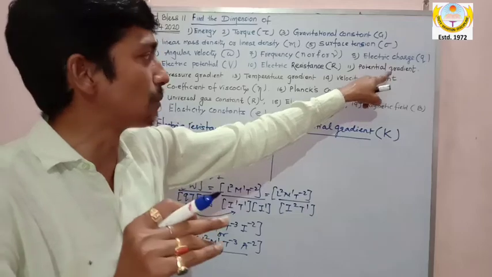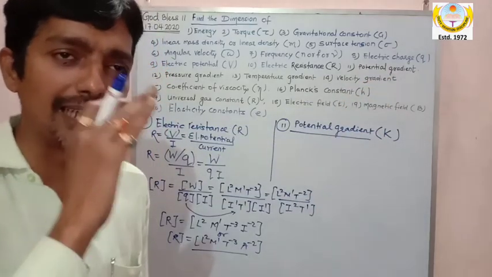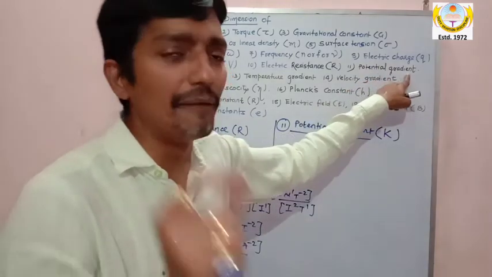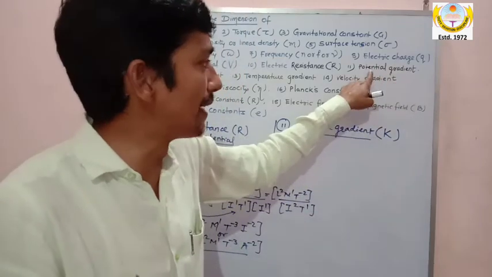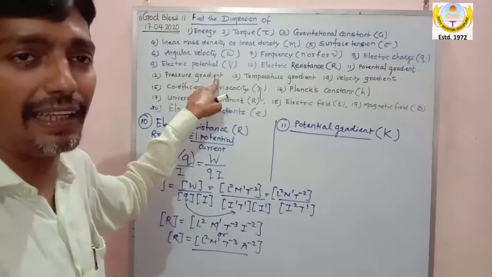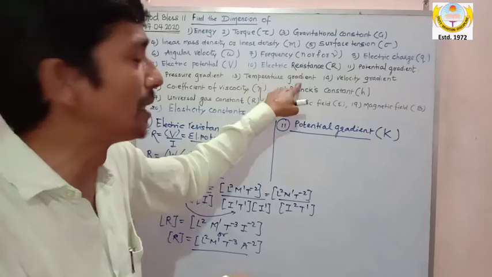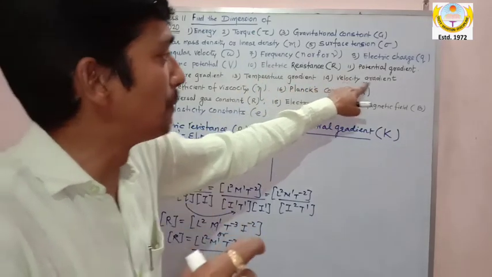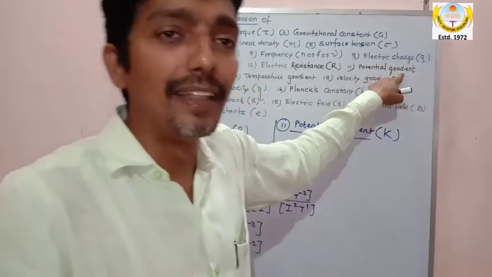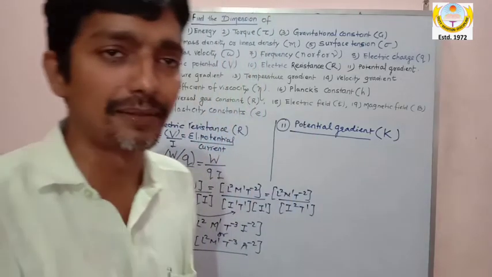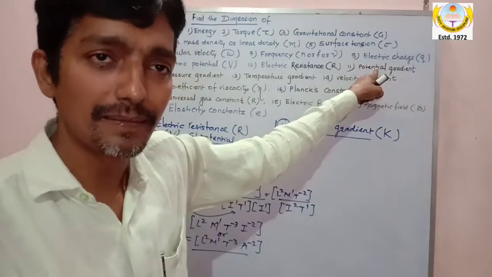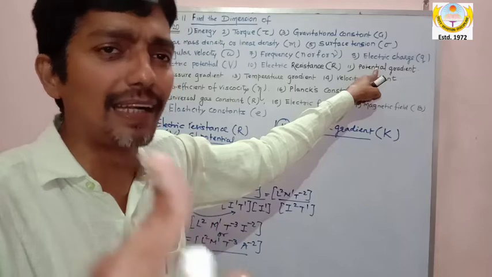Why am I emphasizing this word gradient? Because, my dear, according to physics, there is some logic. Whenever any quantity is named with gradient, here the quantity is potential, here the quantity is pressure, here the quantity is temperature, the quantity is velocity, named with gradient. So any quantity when named with gradient, that quantity is divided by distance. That's the logic. Please take care. This is an important lecture for you all.